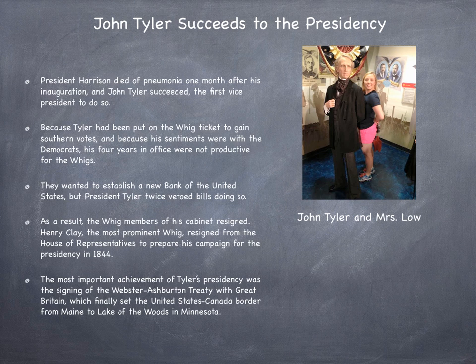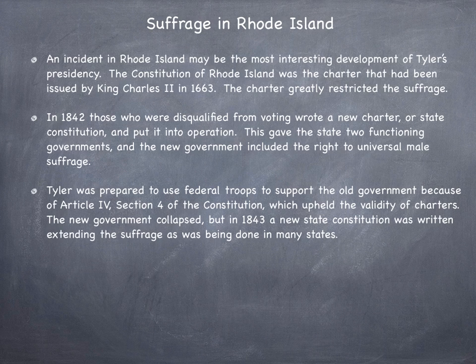The most important achievement of Tyler's presidency was the signing of the Webster-Ashburton Treaty with Great Britain, which finally set up the U.S.-Canada border from Maine to Lake of the Woods in Minnesota.